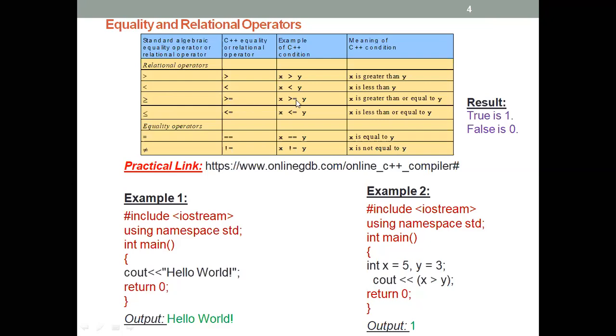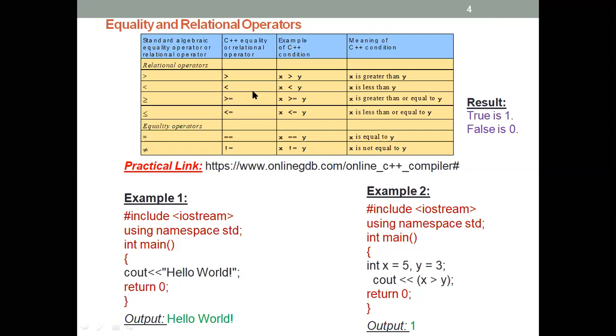Okay, so this is x is greater than or equal to y, less than or equal to y. This is the equal sign here. In mathematics you just write x equal to y, but in programming you have to write the two equal signs, x is equal to y. This is not equal. In mathematics you write it like this maybe. For x not equal to y, here you have to write an exclamation mark and then equal. This is called x is not equal to y.